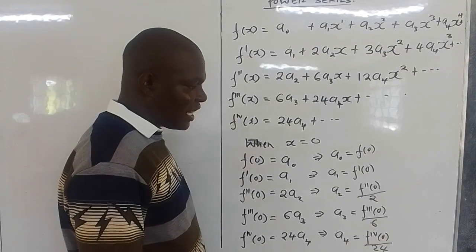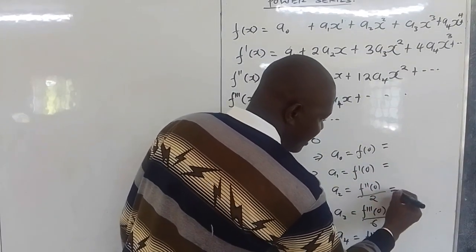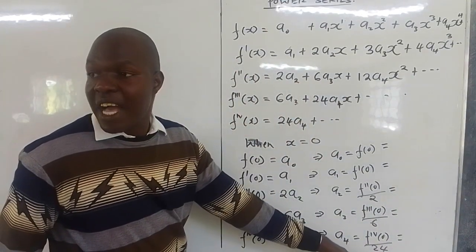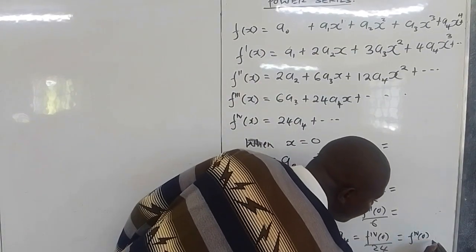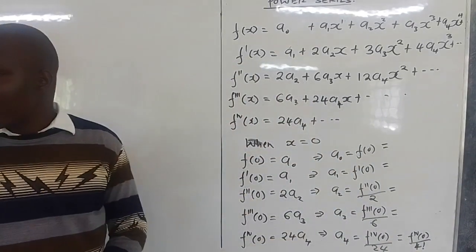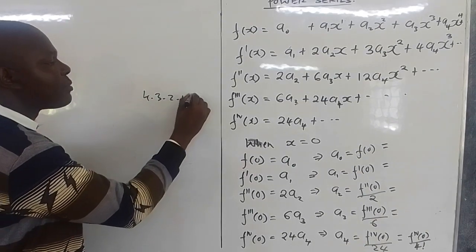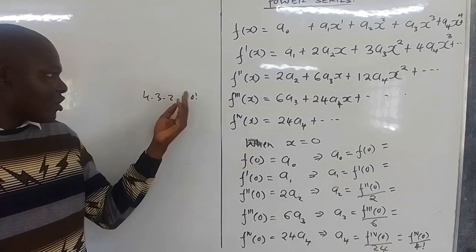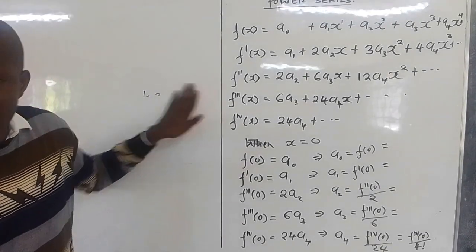Remember, look here. Start with this a naught, a1. What is 24? 24 is the same as 4 factorial. So you can see f fourth derivative of 0 over 4 factorial. Because 24 is 4 factorial, you can press it in the calculator. 24 is 4 times 3 times 2 times 1 times 0 factorial, if you expand, isn't it? Because 0 factorial is 1, so it is just like 4 times 3 times 2 times 1 is 24, isn't it? Are you seeing that?